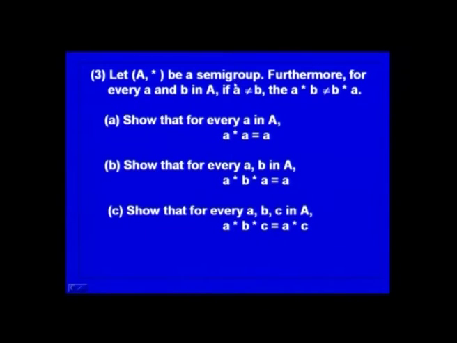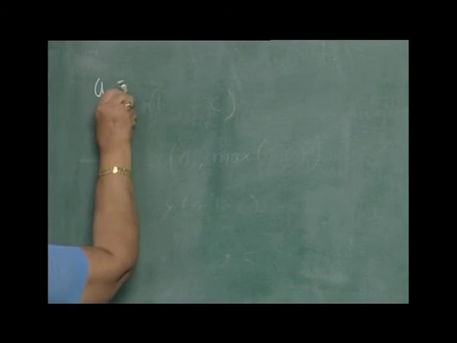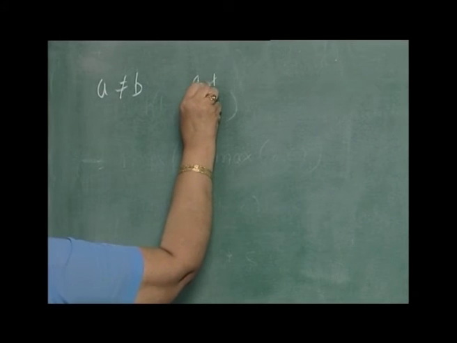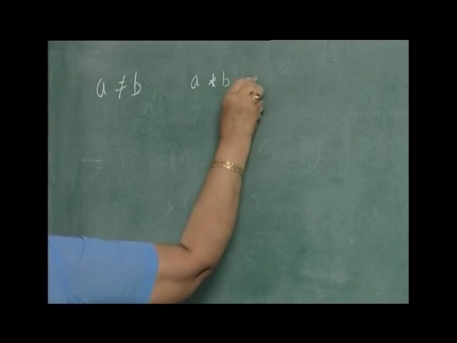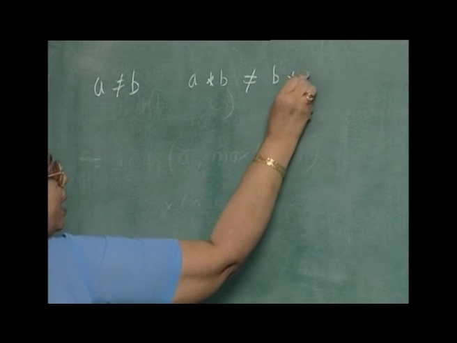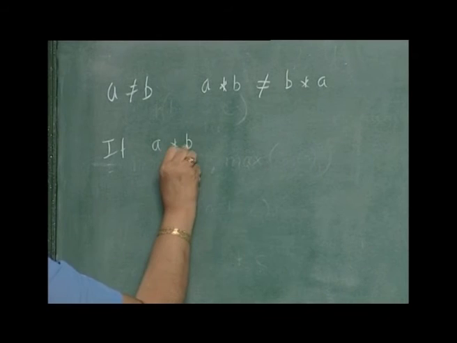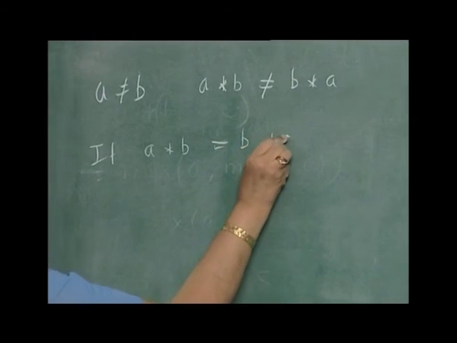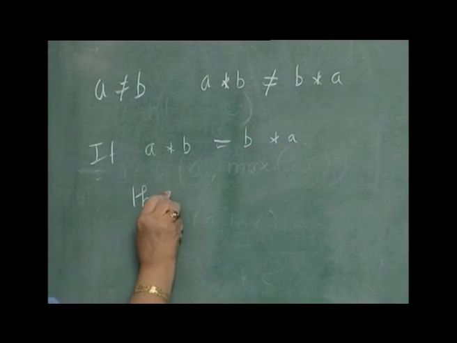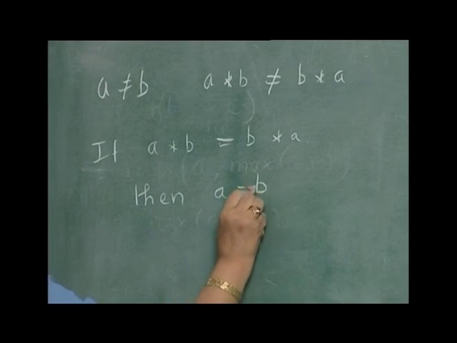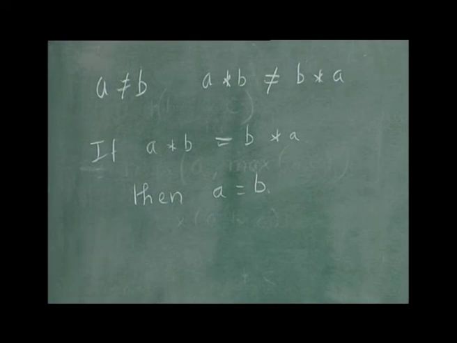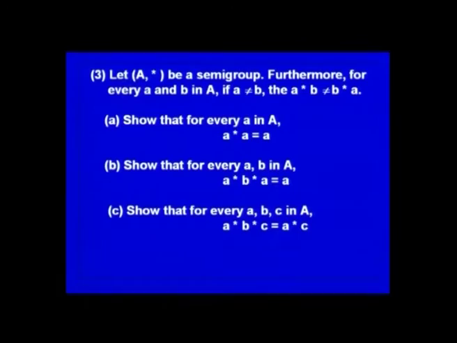For a semigroup, closure and associative property hold, and the condition given here is A not equal to B means A star B not equal to B star A. The other way around, you can say that if A star B equal to B star A, then A is equal to B. This is the contrapositive. So, three results you have been asked to prove.